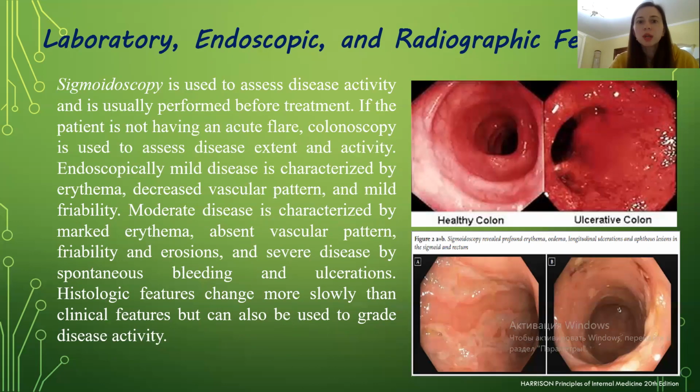If the patient is not having an acute flare, colonoscopy is used to assess disease extent and activity. Endoscopically, mild disease is characterized by erythema, decreased vascular pattern, and mild friability. Moderate disease is characterized by marked erythema, absent vascular pattern, friability, and erosions, and severe disease by spontaneous bleeding and ulcerations.